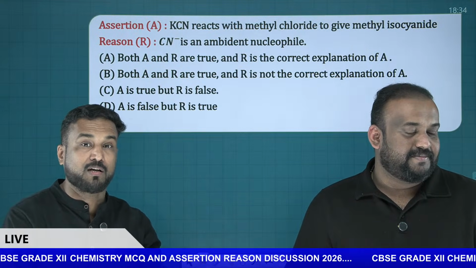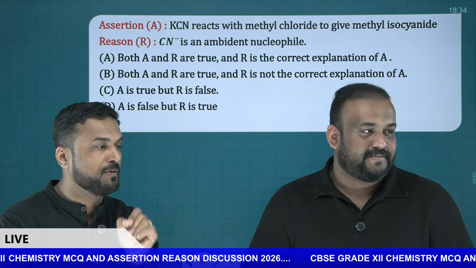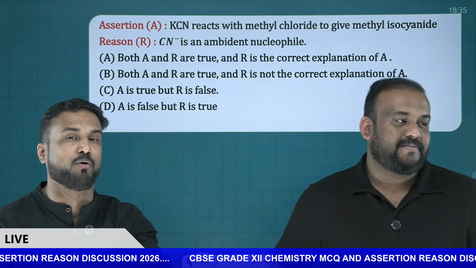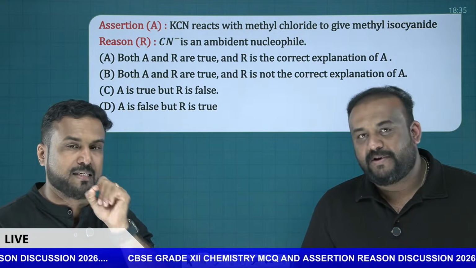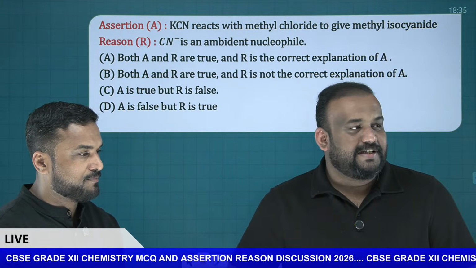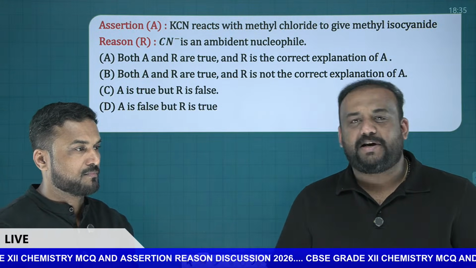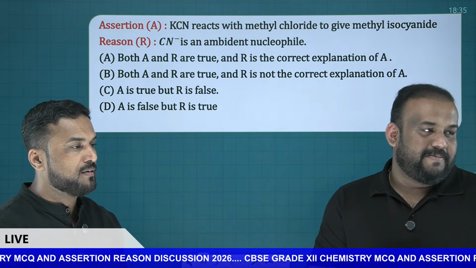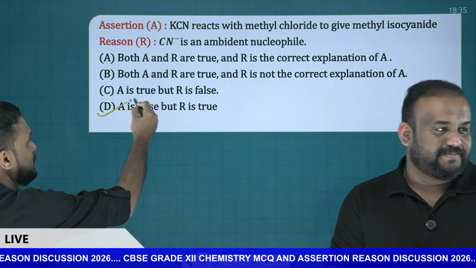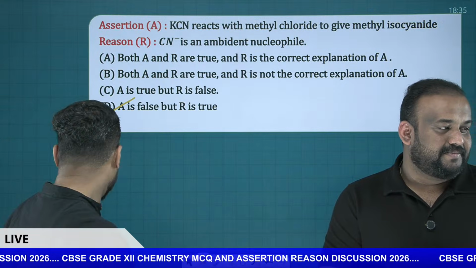One is ionic, the other is covalent. So in case of AgCN you are getting isocyanide because AgCN is a covalent one. Only nitrogen can make the bond because of the lone pair present on nitrogen. That also you have to keep in mind. But the reason is that CN minus is an ambident nucleophile. That's correct. So the assertion is wrong, but the reason is true. So the correct option is D. We will go to the next question.